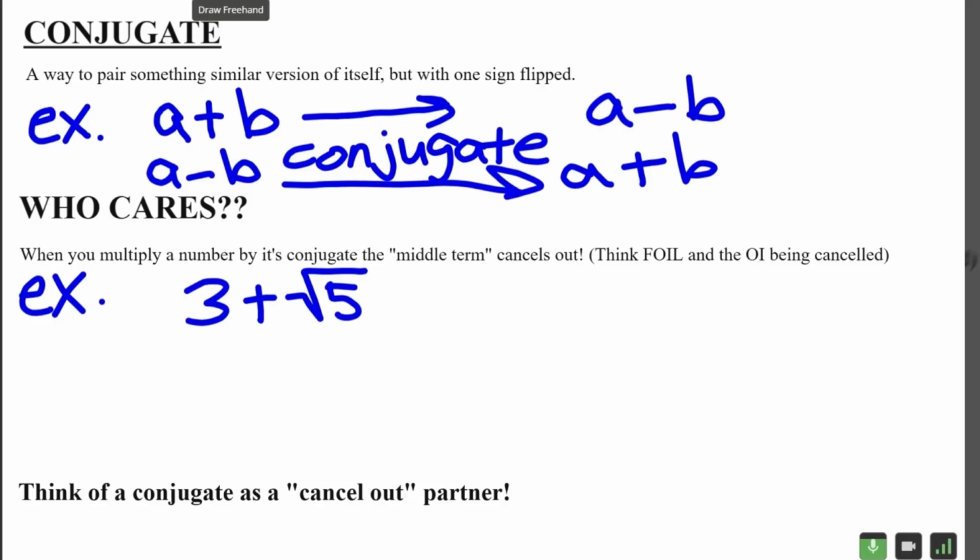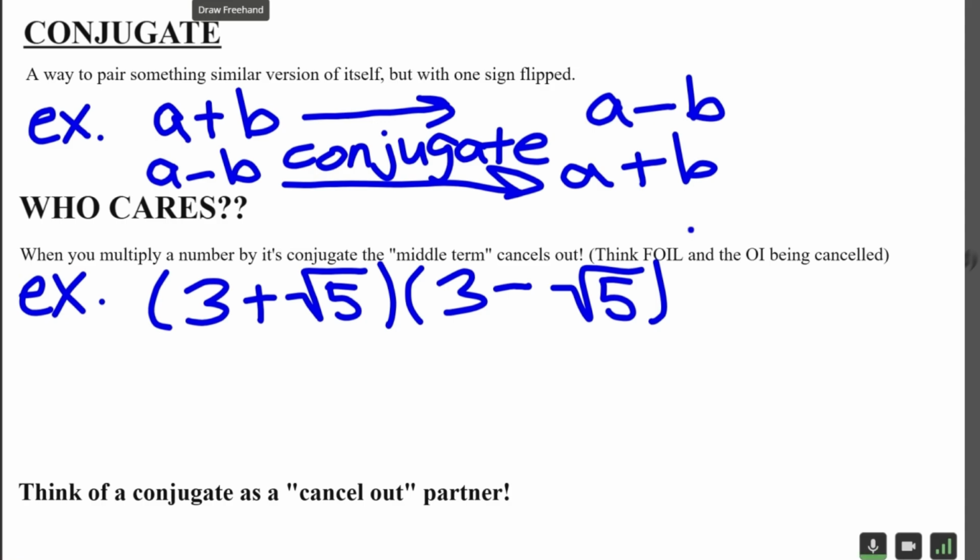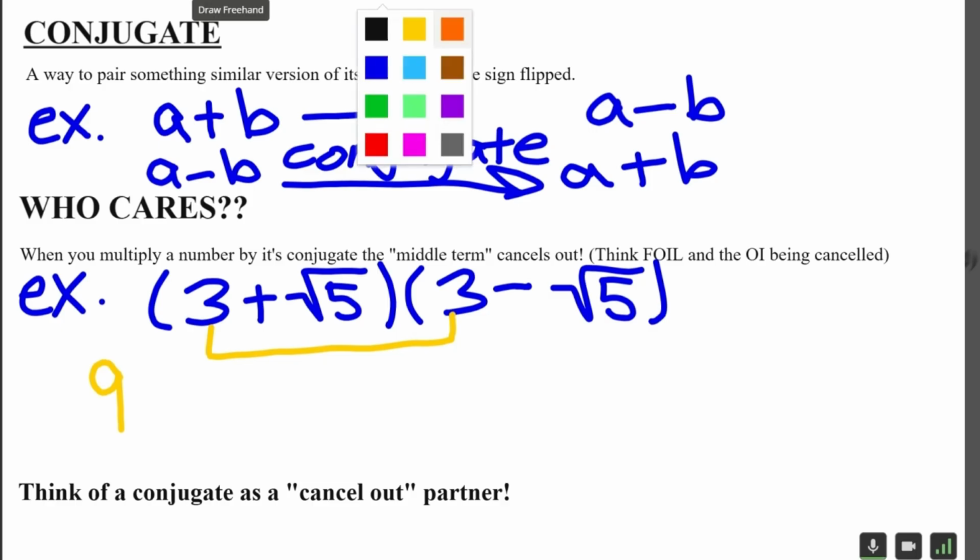If I multiply it by its conjugate, well, what's its conjugate? The 3 and square root of 5 are the same. What is different? The difference is the minus. That makes it the conjugate, the minus sign. What happens when I multiply it by its conjugate? Let's think about FOIL: first terms, outside terms, inside terms, last terms. Okay, so let's multiply this. 3 times 3 is 9. That's the first terms.